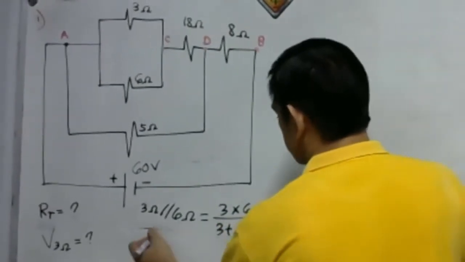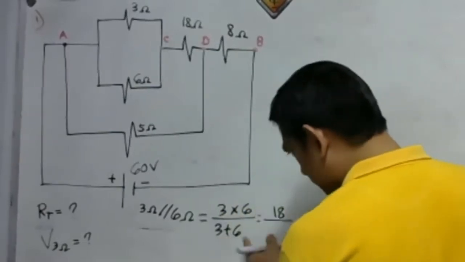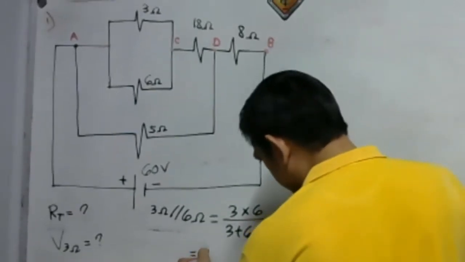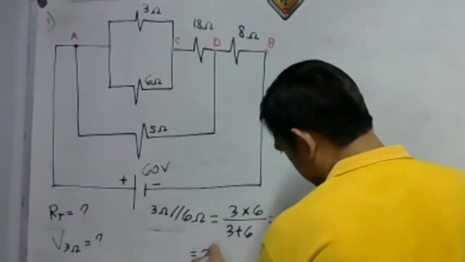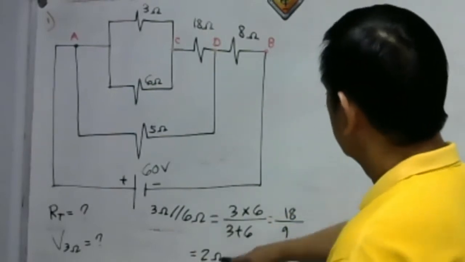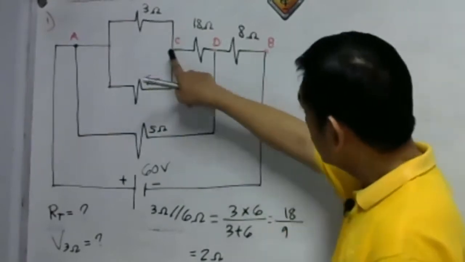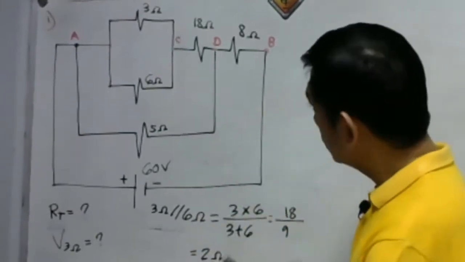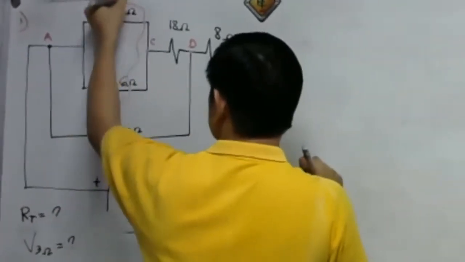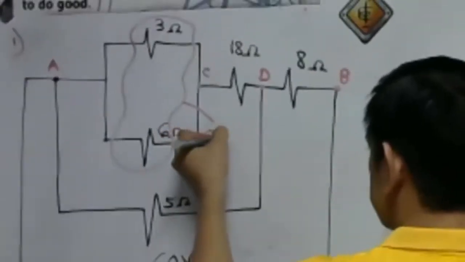So 3 times 6, we have 18. Then 3 plus 6, we have 9. Therefore, we have 2 ohms. We have a 2 ohm resistance here. Then we have here an 18 ohm resistance. Take note that we have an equivalent circuit here. The value is 2 ohm resistance.